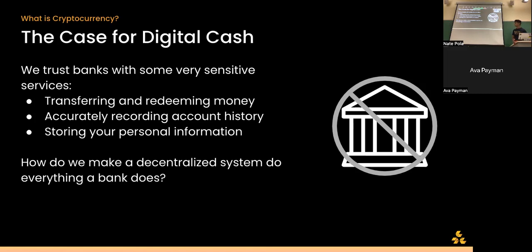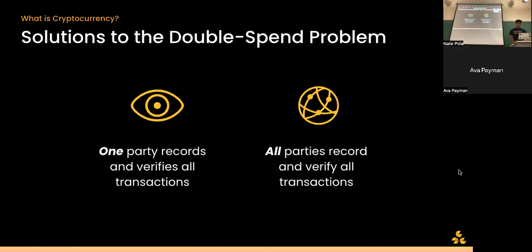So how do we make a decentralized system do everything that makes sense? Let's talk about that. We talk about this double spend problem. With a bank, one party records and verifies all transactions. So if I want to send Naman $5, I'm going to go through Bank of America, and Bank of America is going to make sure that this $5 is sitting in my account and that $5 has not been spent elsewhere. Like they're going to make sure that I didn't send it to Nate or to Arun or to anyone else. So that $5 is going straight to Naman, and they're doing all that heavy lifting for me.